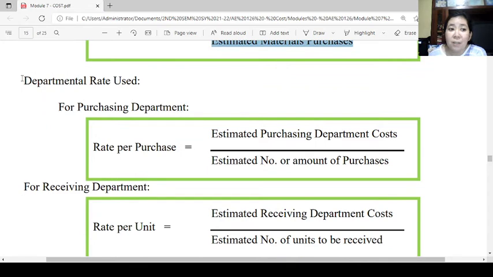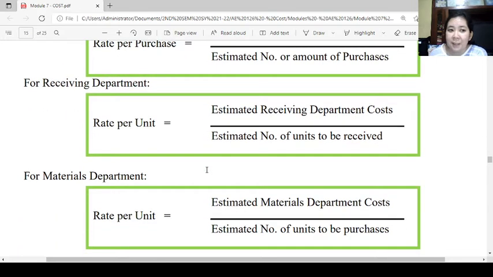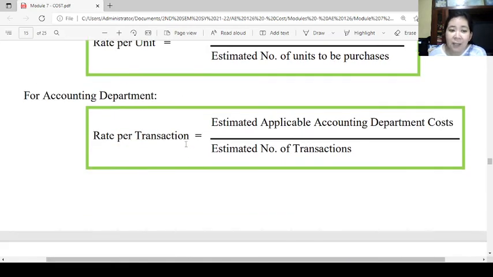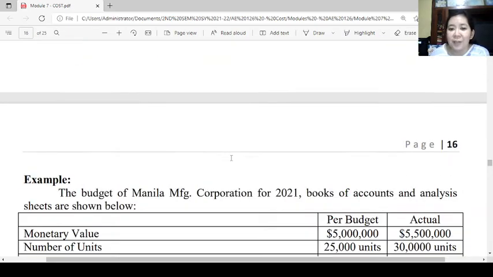However, if the entity will use departmental rates, meaning we will determine the rate for each department respectively, we will have the following. For the purchasing department, the rate per purchase is equal to estimated purchasing department cost divided by the estimated number or amount of purchases. For the receiving department, the rate per unit is equal to estimated receiving department cost divided by the estimated number of units to be received. For the materials department, the rate per unit is equal to estimated materials department cost divided by the estimated number of units to be purchased. And for the accounting department, the rate per transaction is equal to estimated applicable accounting department cost divided by the estimated number of transactions.